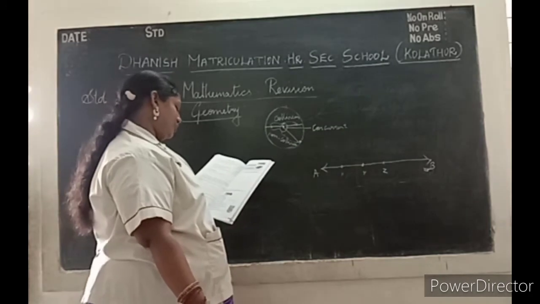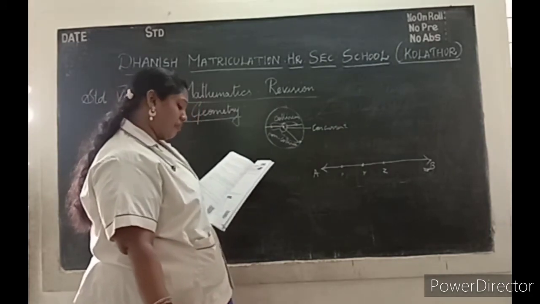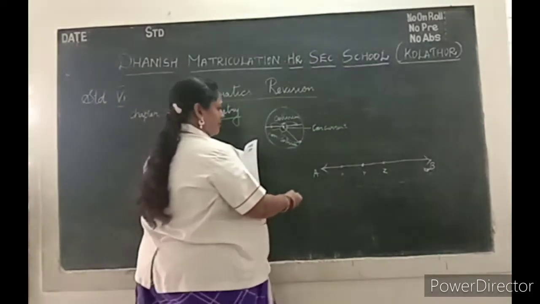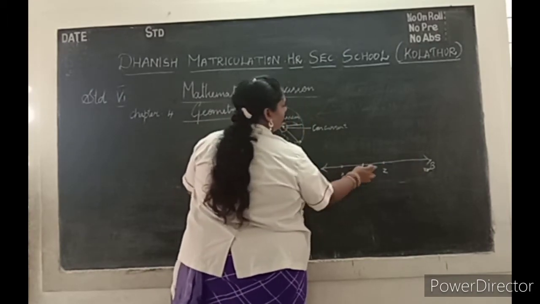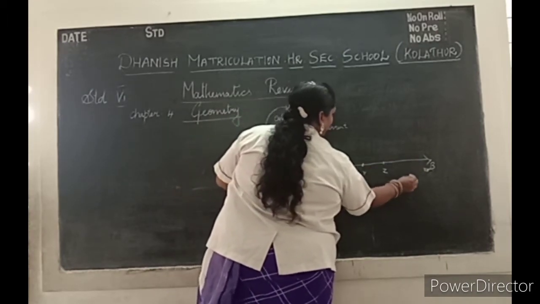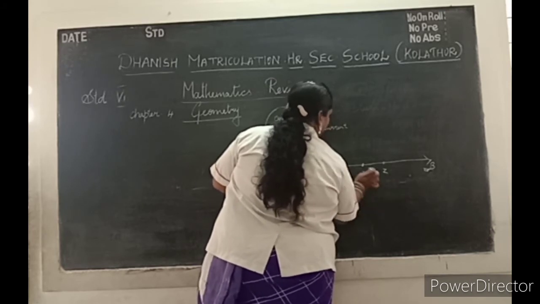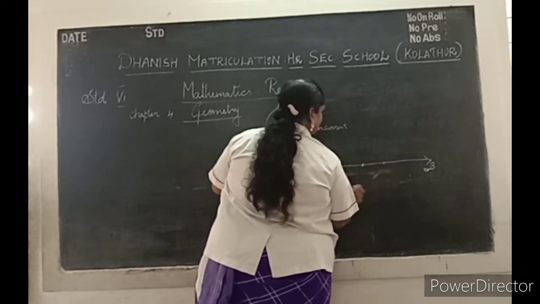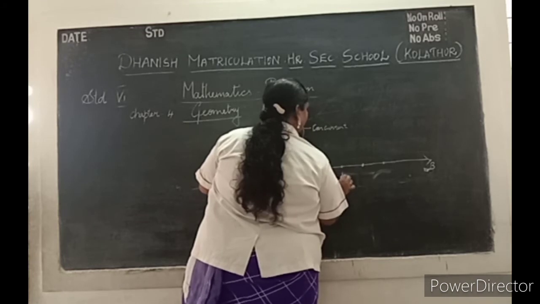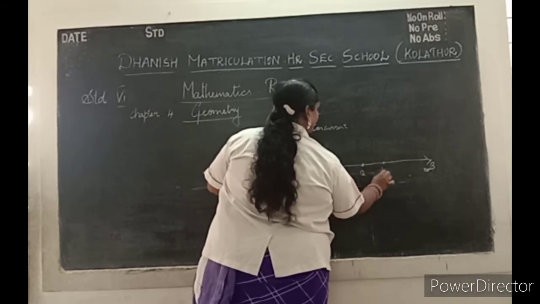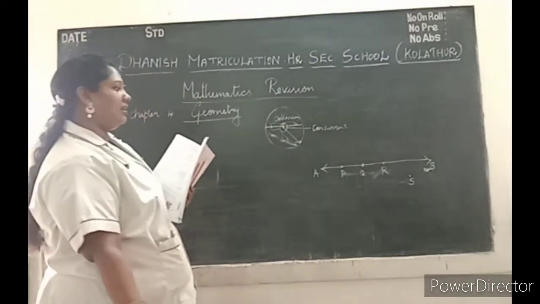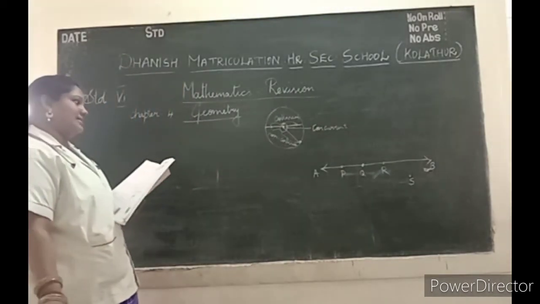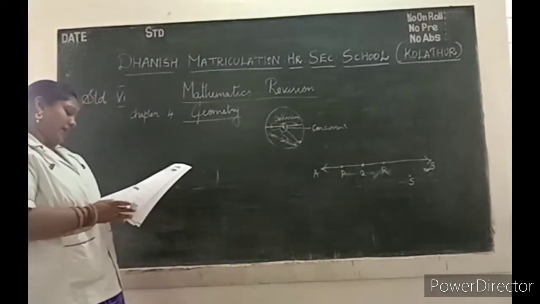See the next one. Draw any line and mark any four points that are not collinear. We'll take the same line. See, I have drawn a line with three points collinear and one point non-collinear. We'll mark these as P, Q, R and S. So P, Q, R are collinear and S is the non-collinear point.